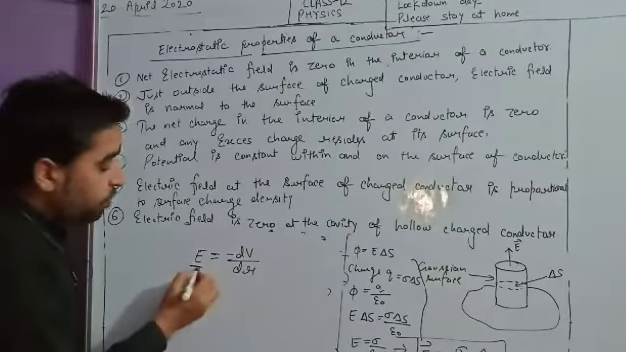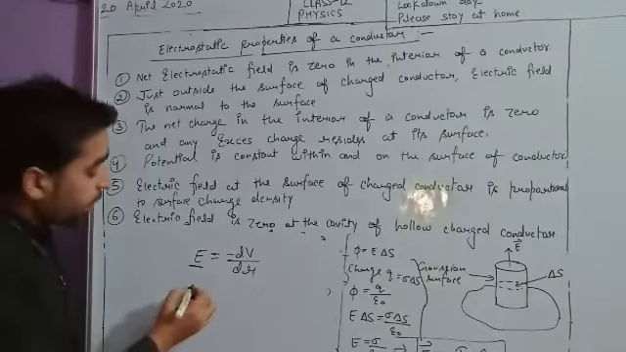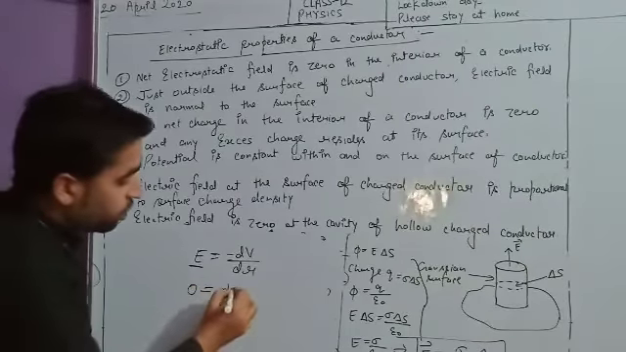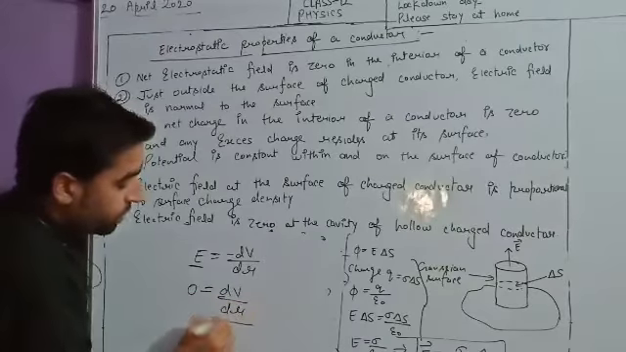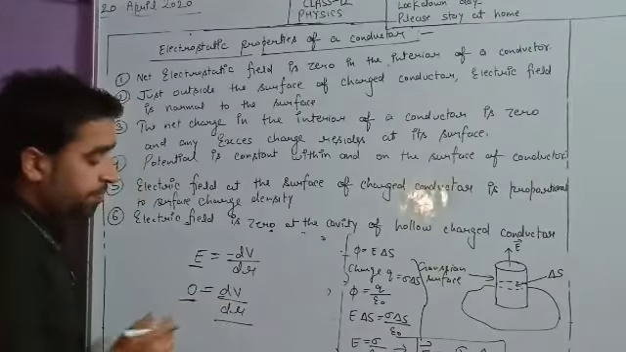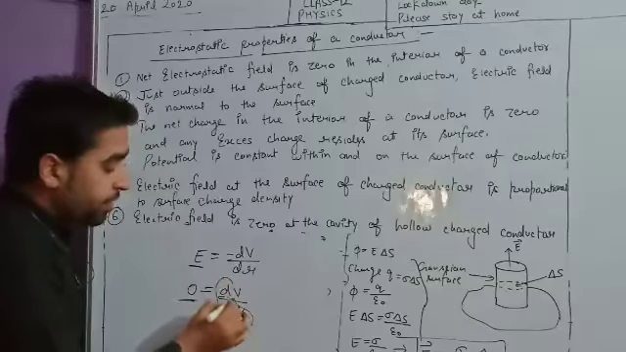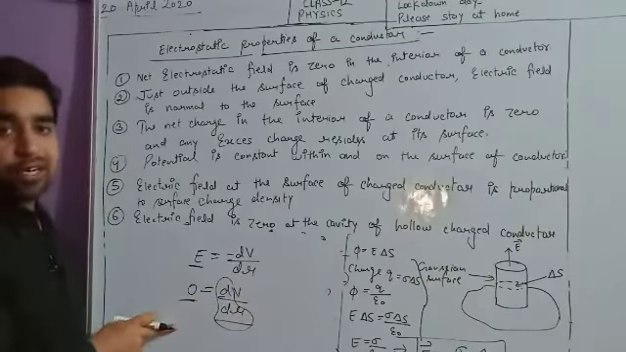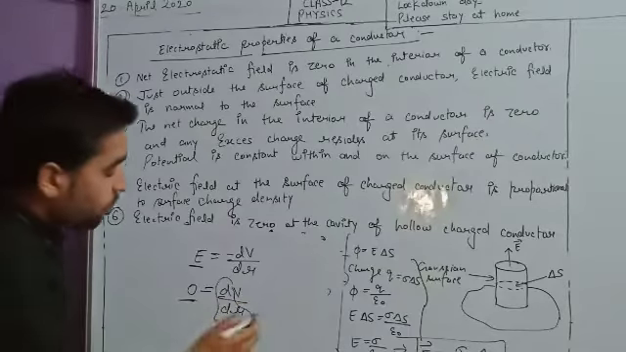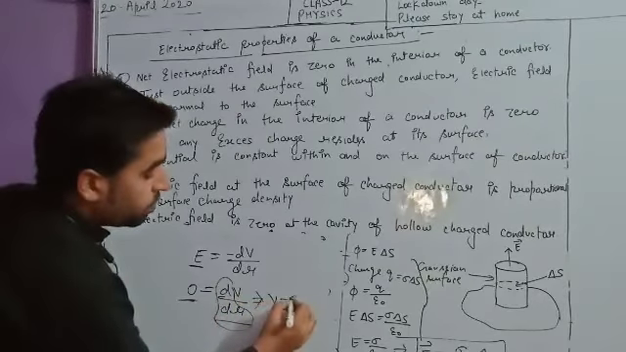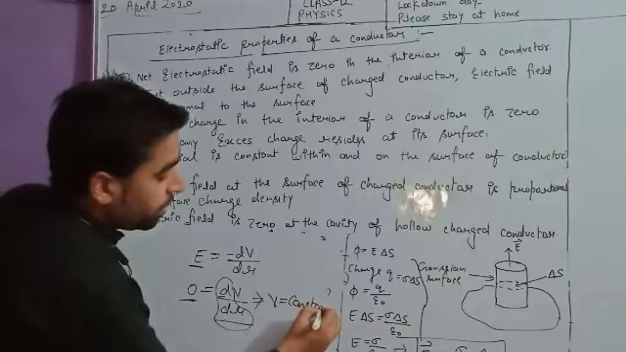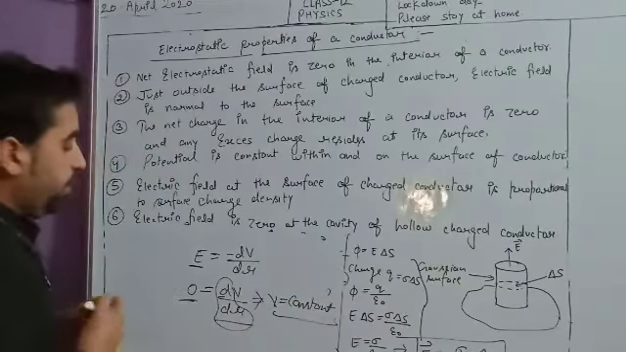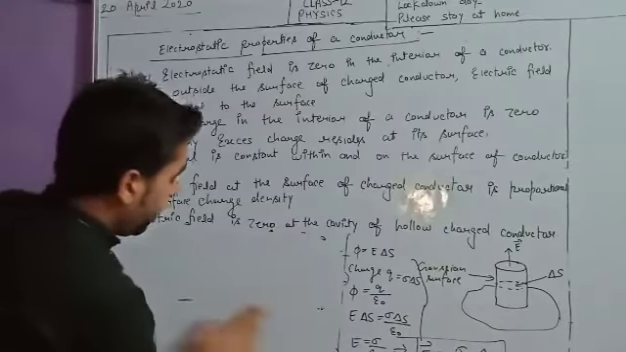Now what is the value of electric field? We have studied that electric field is 0 for a conductor. So 0 is equal to dV upon dr. Now students, you already know mathematically which physical quantity's differentiation is going to be 0. The differentiation of a quantity is 0 only when it is a constant. So potential should be constant. If electric field is 0, then potential should be constant. I hope you understood this point.